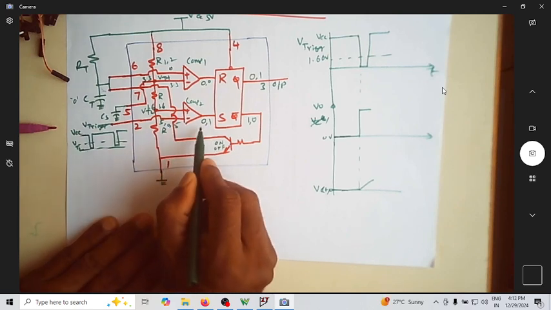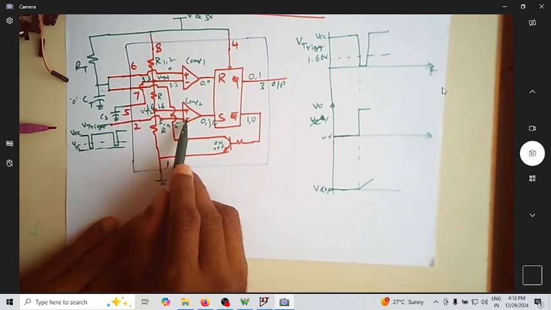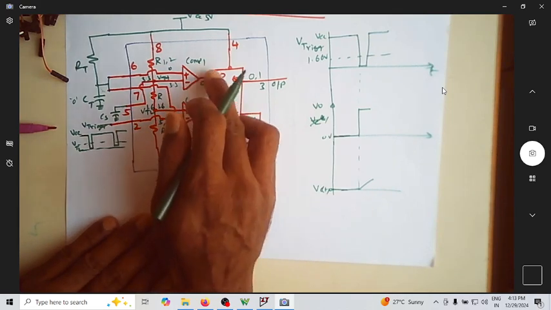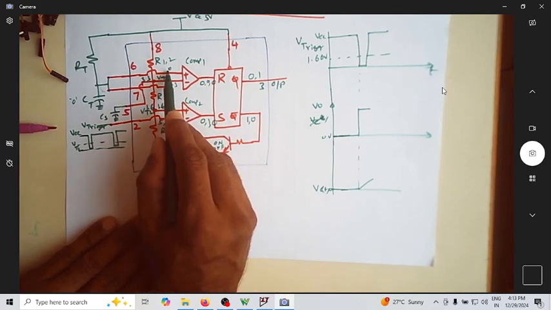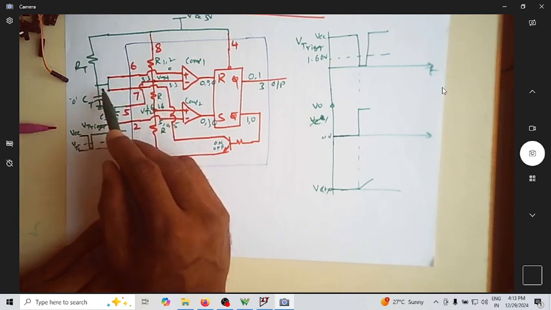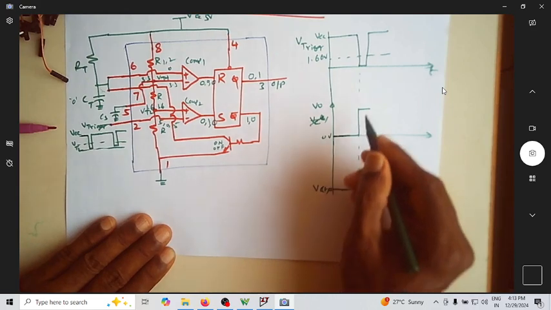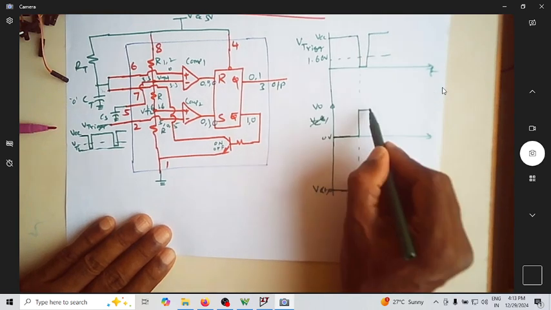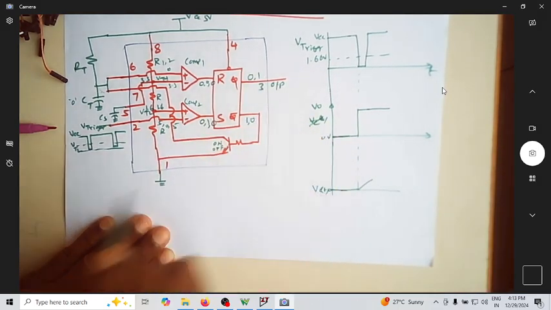When it is 5 and when this is this, so will it not become 0 here? Because V minus is more than V plus, so this will become 0. This continues to be 0 because this voltage has not exceeded 3.3. That is, the capacitor voltage has still not exceeded 3.3 because it is still charging. So when my trigger signal goes from 0 to VCC, the output voltage remains as 1.